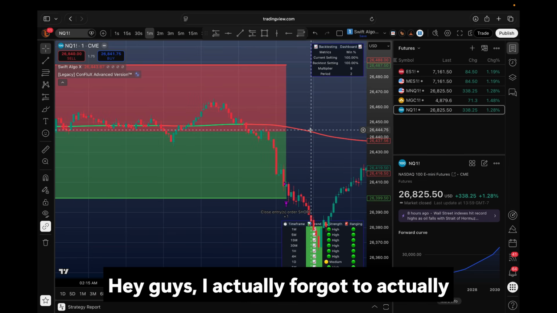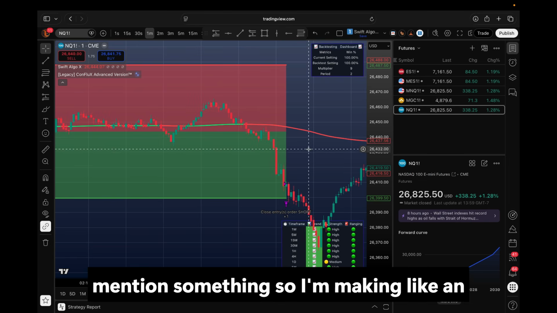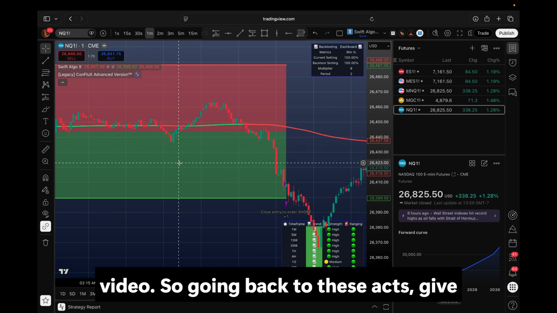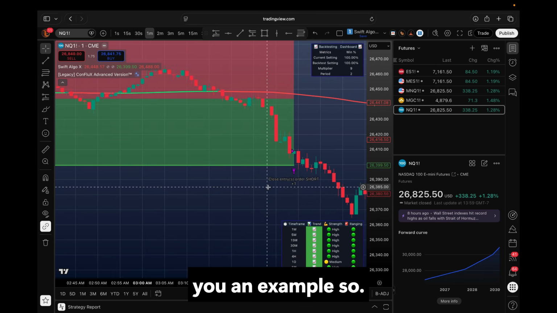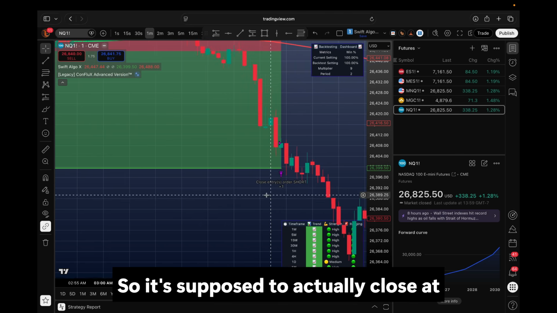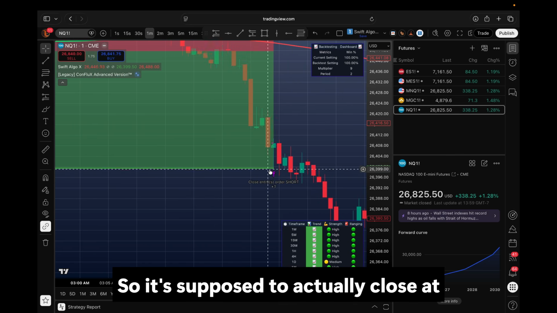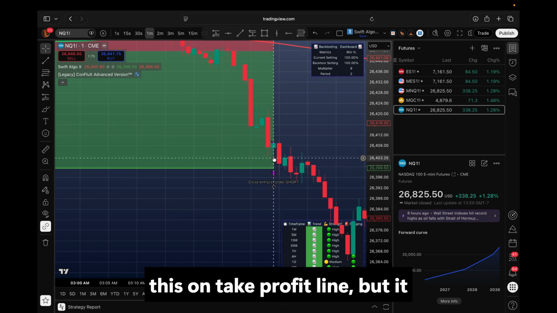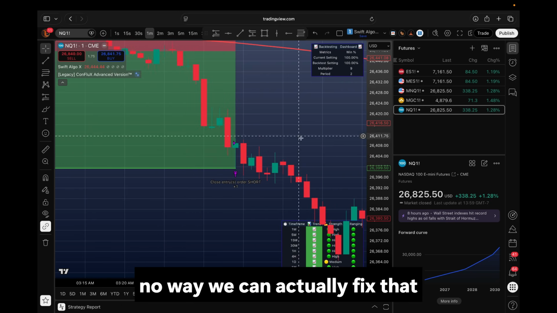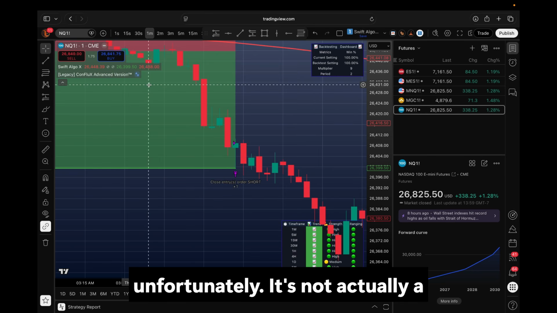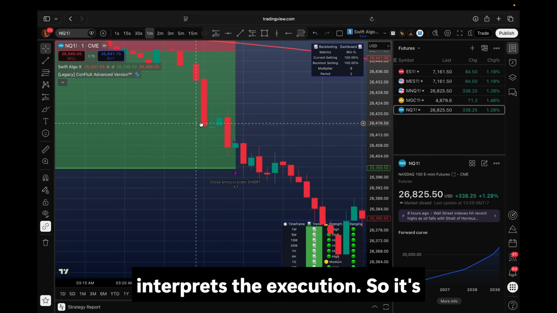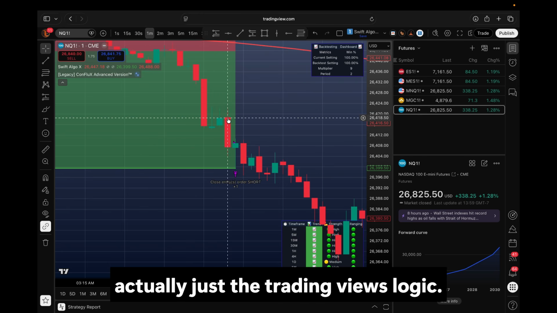Hey guys, I actually forgot to mention something, so I'm making an additional side note at the end of this video. So going back to the Swift Algo X, to give you an example, it's supposed to close at this take profit line, but it actually closed at candle close. There's no way we can fix that. Unfortunately, it's not a ConFlux issue. It's just how TradingView interprets the execution. It's just TradingView's logic.